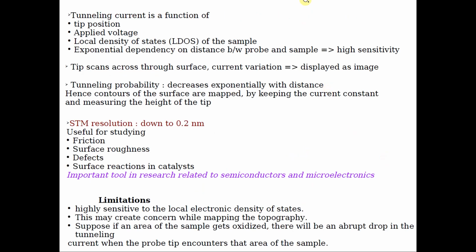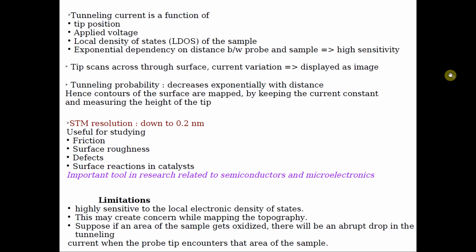Now this tunneling current will be a function of three important points: the position of the probe tip, how much tunneling voltage or bias voltage you have applied, and the density of states at the sample. Whatever current is produced when the probe tip scans through the sample surface, you have the tunneling of electrons taking place producing a tunneling current. That current variation is what is converted into an image.